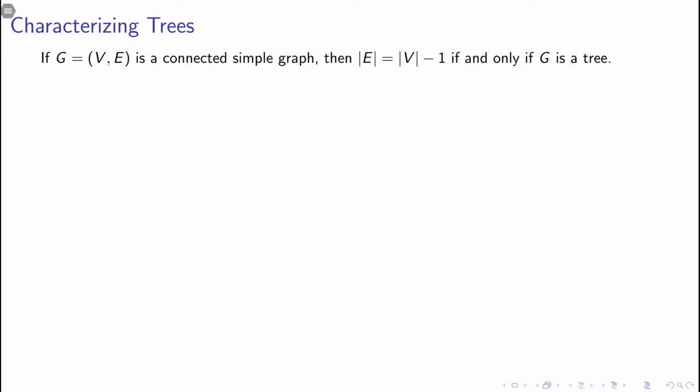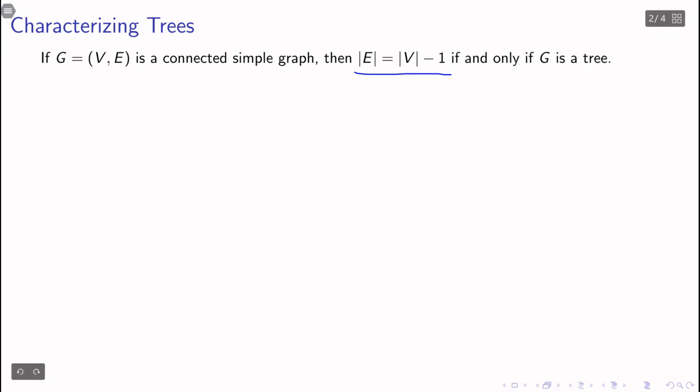If you have a connected simple graph, okay, so just assume that we have a graph that's connected, right? Otherwise it can't be a tree, and it's simple as well. Then the graphs that are trees are exactly graphs that satisfy this equation. The number of its edges is equal to the number of its vertices minus 1. Okay, why is that true? Well, that's what we're proving here.